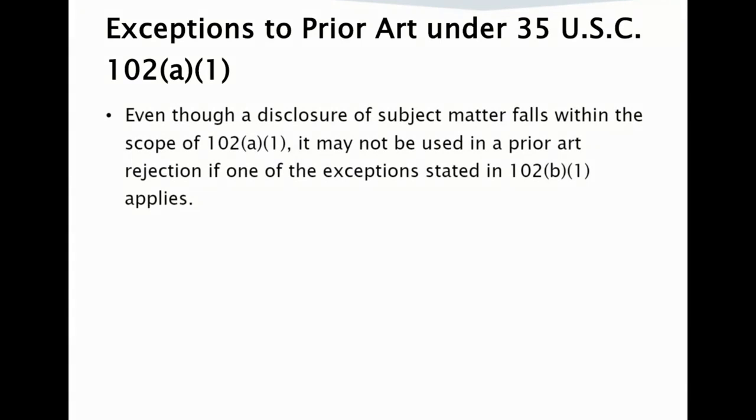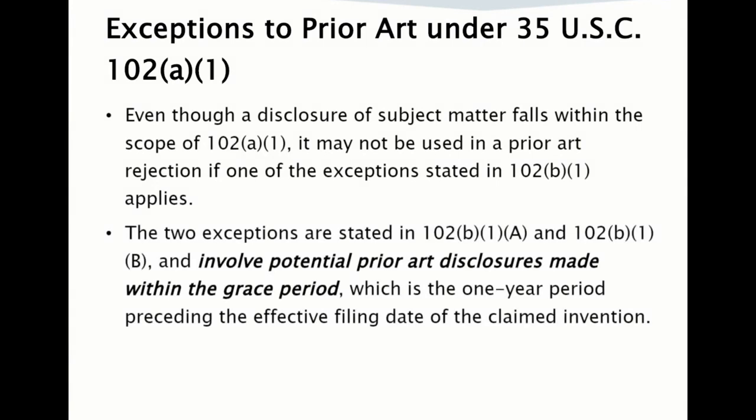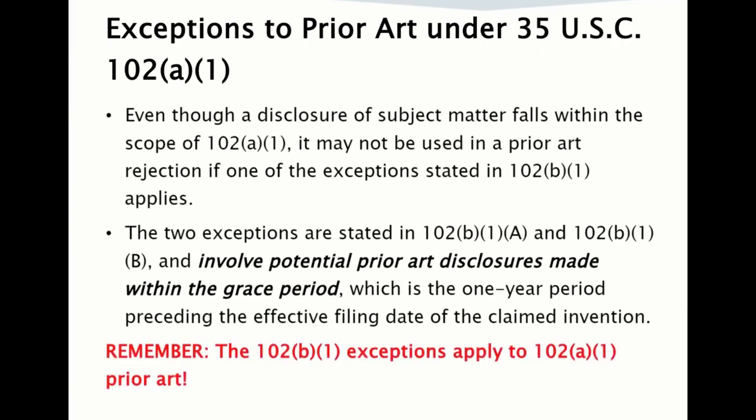Even though you find a disclosure that appears to apply under 102A1, that disclosure will not be considered prior art under 102A1 if one of the exceptions in 102B1 applies. There are two exceptions, 102B1A and 102B1B. Both involve potential prior art disclosures that were made in the one-year period preceding the effective filing date of the claimed invention. That one-year period is known as the grace period. Note that exceptions under 102B1 apply exclusively to 102A1 prior art, not to 102A2 prior art.